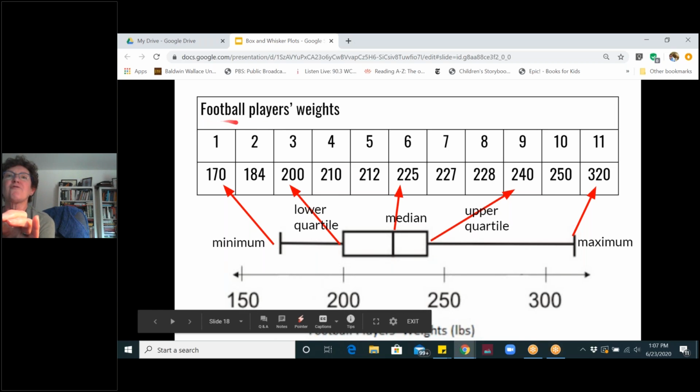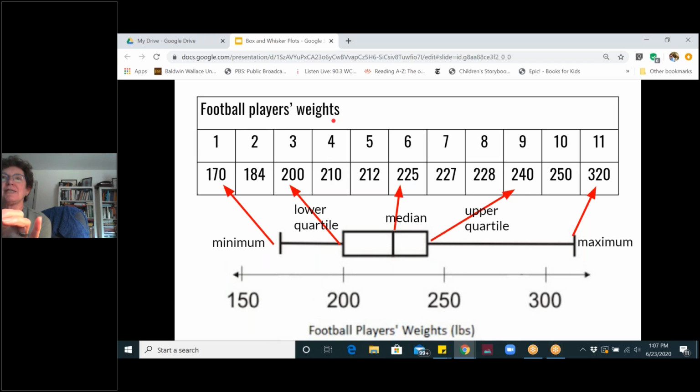So these are football player weights, how much a team of football players weighs. And this is just player 1, player 2, player 3, player 4. So really, once you know that, you can ignore this line up here. These are their actual weights in pounds.